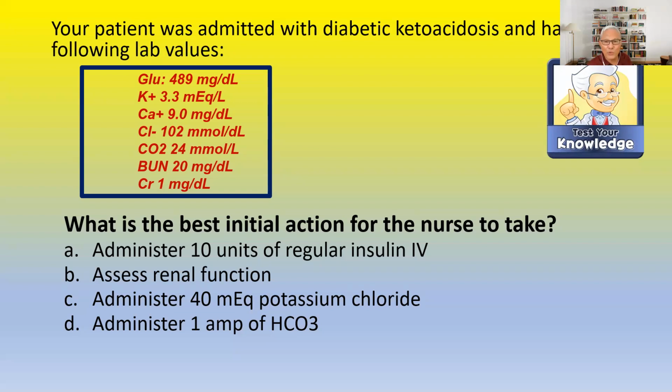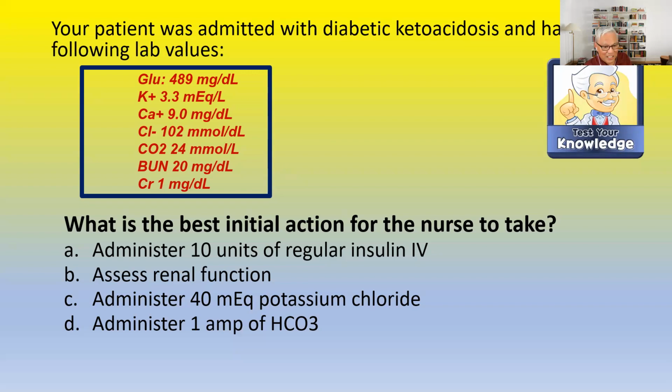Administer 40 mEq. You remember, always correct the potassium first before you give insulin, because potassium is going to go down if you give insulin. All right, is that clear? Please remember that. Potassium first before insulin. The fact that this potassium level is 3.3 is already low. If you give the insulin, your potassium is going to go to 2.0 or 3.0. The patient will die from cardiac arrest.